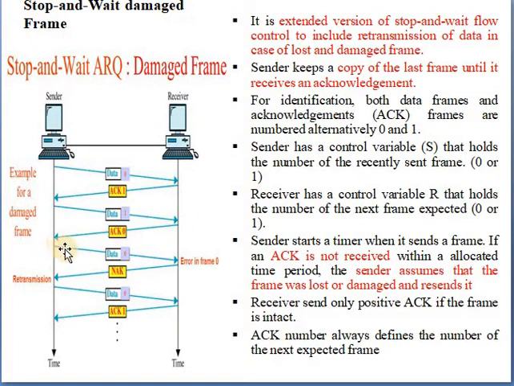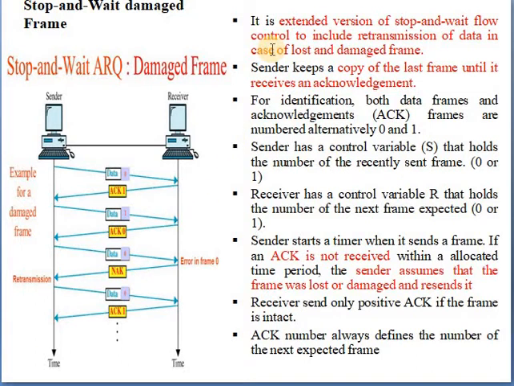Here suppose data 0 is sent by the sender and an error in frame 0 occurs. At that time the receiver sends a NAK, a negative acknowledgement, requesting the sender to retransmit that frame. Here the sender again sends that data and the receiver acknowledges it. This is the main process for a damaged frame. Suppose data 0 is damaged. At that time the receiver requests the sender to retransmit that data.